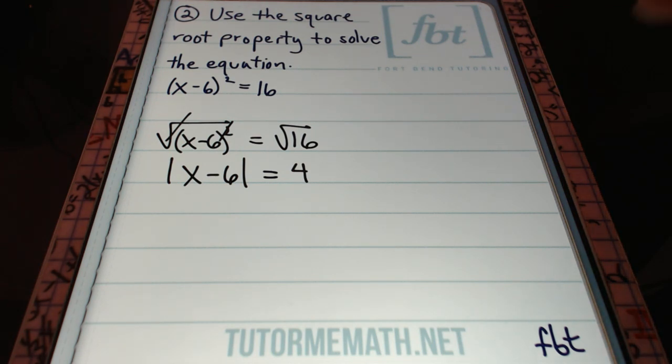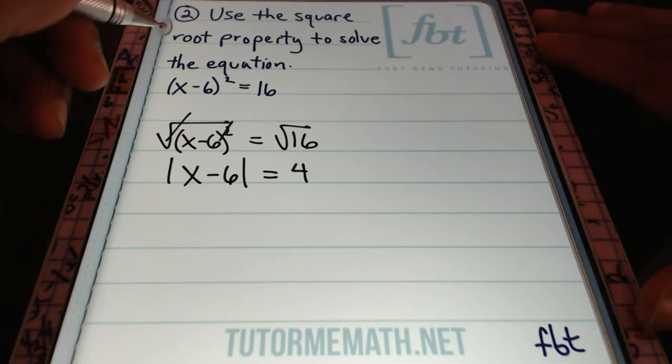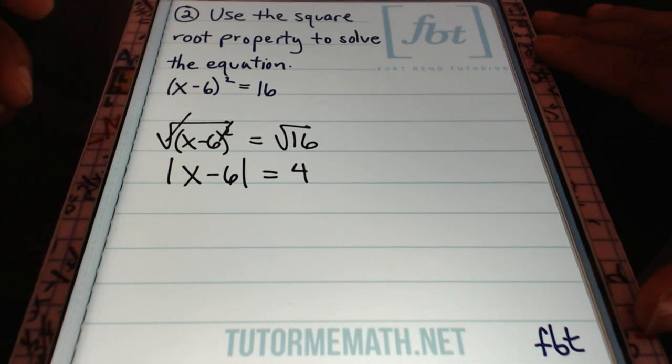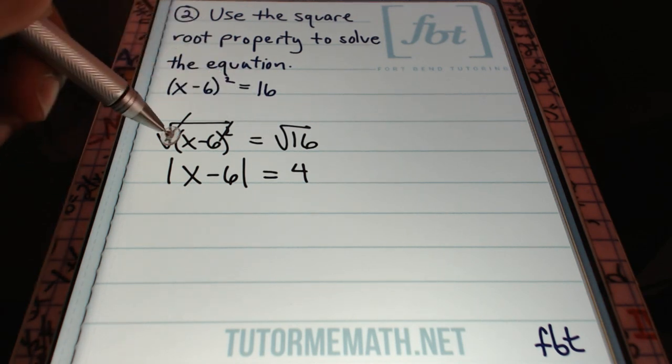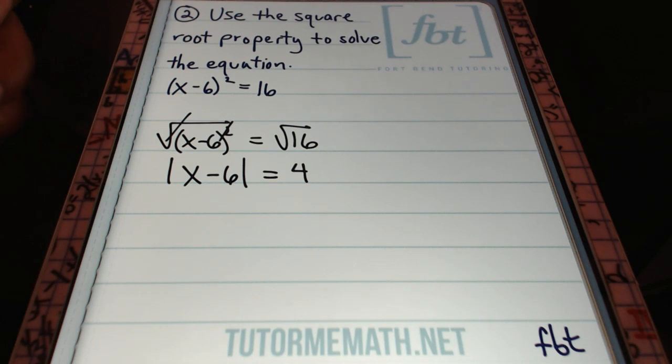Okay? Because at this point right here, we have an absolute value problem. And with this absolute value equation, the answer must be positive. Okay? Or it's 0 for that matter. And it is. Our absolute value of x minus 6 does equal a positive answer.